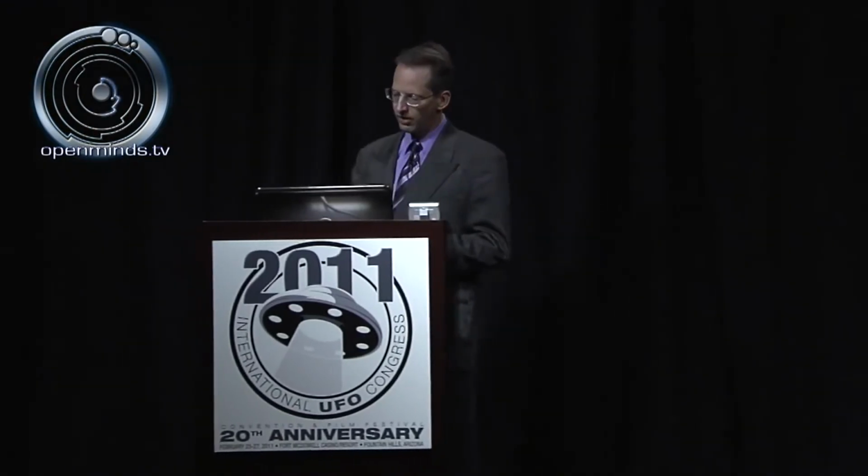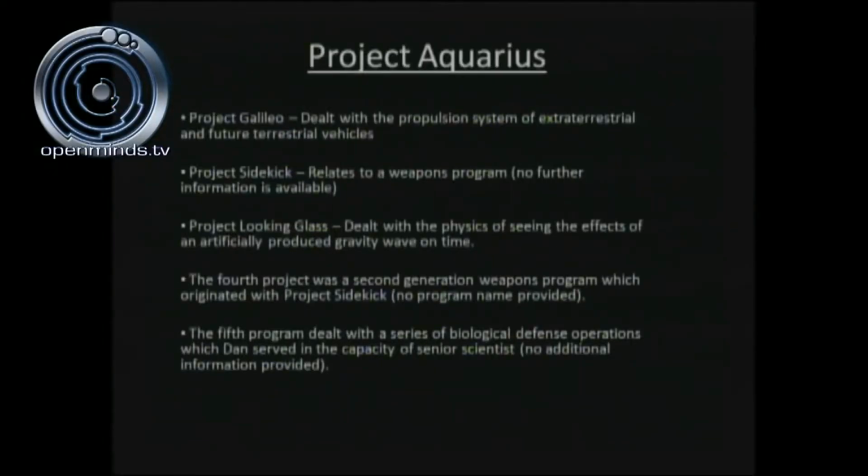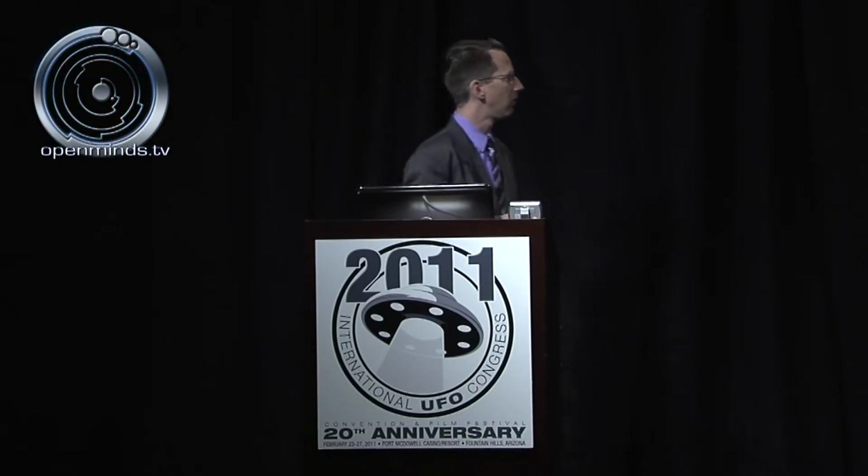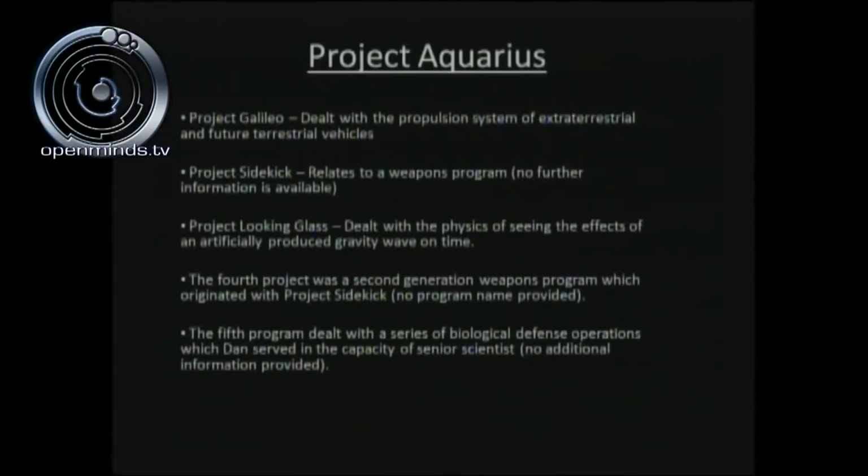So that's a breakdown of the propulsion system. Project Aquarius terminology. Let's talk about some terminology here. Project Aquarius is nothing more than an umbrella term for everything having to do with mankind's interaction with extraterrestrials. Below that, there are about 5 different programs. The first one is Project Galileo. It dealt with the propulsion system of extraterrestrial and future terrestrial vehicles. So that was the first one.